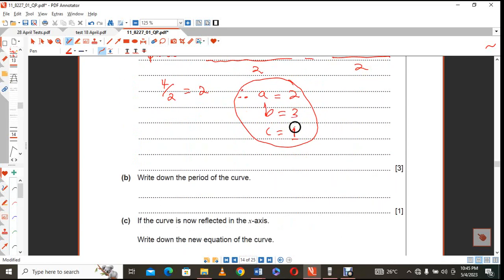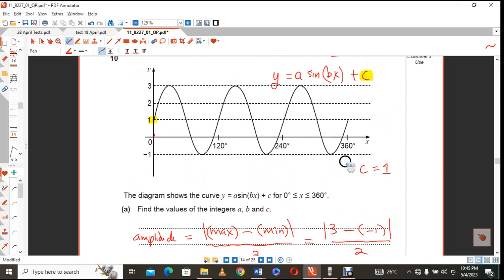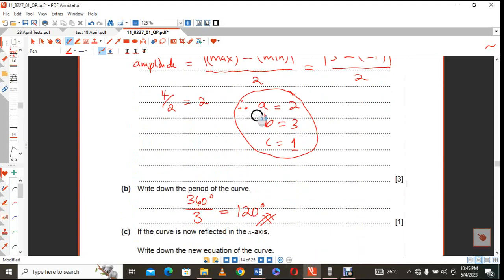All right, so the second part, they say write down the period of the curve. Well, the period of the curve, remember, the sine function repeats itself after every 360 degrees. B, which is affecting that, is equal to 3. So the period here is nothing but 120 degrees. Can you see that? So after every 120 degrees, you're going to have a complete curve, as you can see evidently from the graph. There's one after 120, another 120 is 240, another 120 is 360. Okay, they say you must find the values, so you use the graph to find the values.